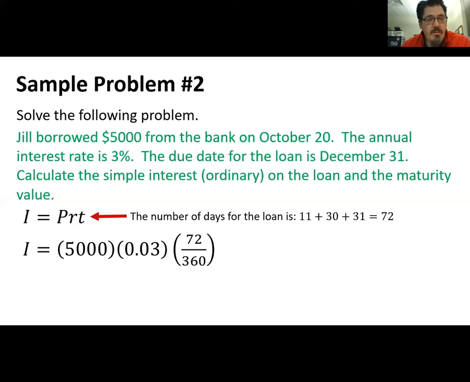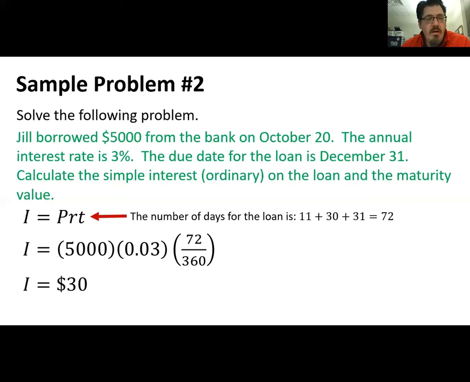So 5,000 is the principal, 3% written as a decimal is 0.03, and then the time, because we're again always looking at what does it mean in terms of years. So out of a 360-day year, because of ordinary interest, the loan is only out there for 72 days, so we write a fraction of 72 over 360. Now it's just a matter of doing the math and multiplying things out. All right. When you do that, 5,000 times 0.03 times 72 over 360 gets us $30.